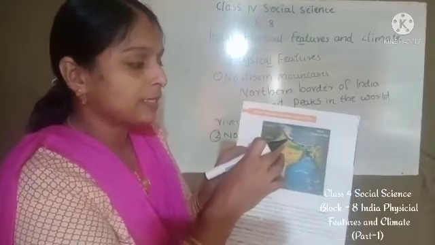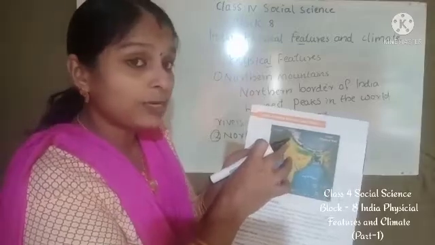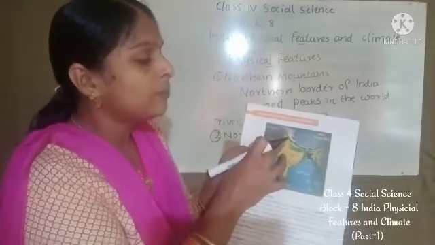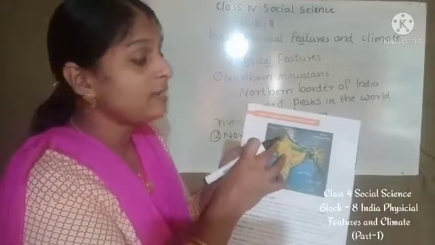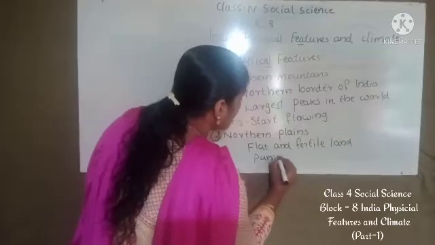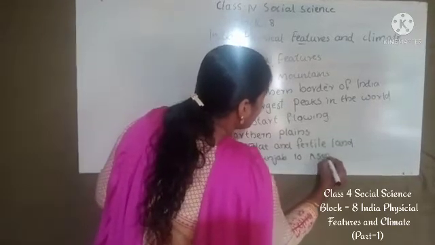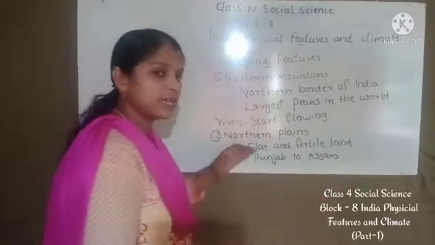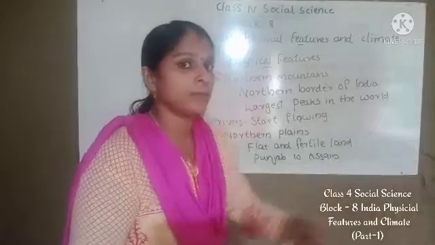Northern plains are situated in the south of the northern mountain. They spread over Punjab in the west to Assam. We know Punjab is in the western part of India, and Assam is in the eastern part of India.